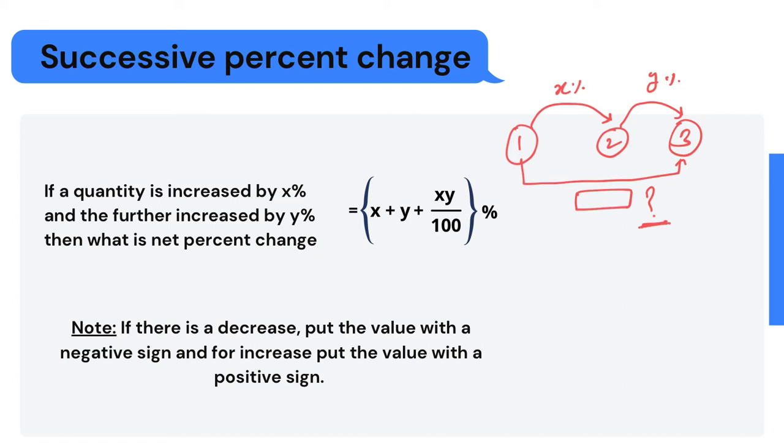So what is the formula? The formula is, if X percentage is the change the first time and Y percentage the second time, then multiply both and divide by 100, and add it to X plus Y. So I will get the value of this question mark, or directly I can change from here to here. I will take one example, then you will understand this concept.